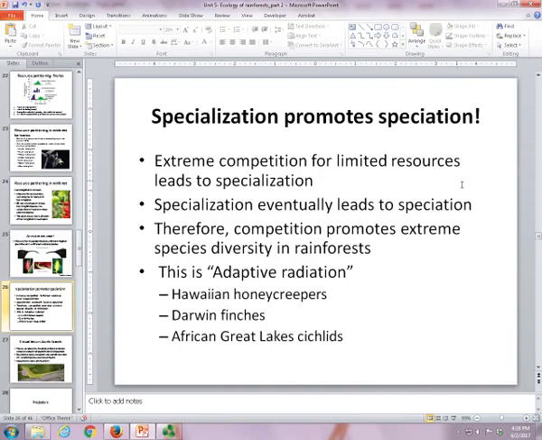So therefore, competition acts as a direct force to create more species, right? And we call this process adaptive radiation. Examples are Hawaiian honeycreepers, Darwin's finches, as we mentioned, and also great African lake cichlids.